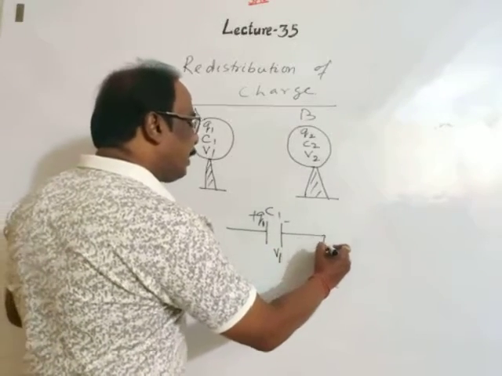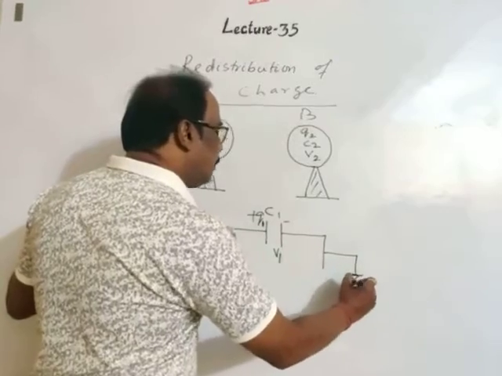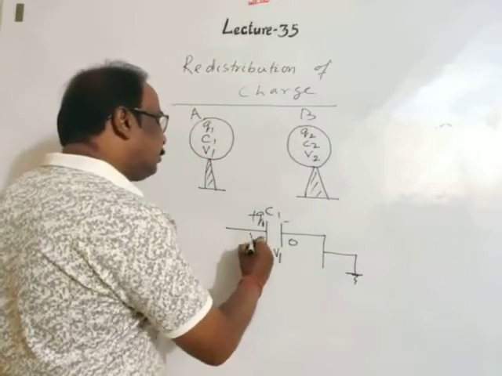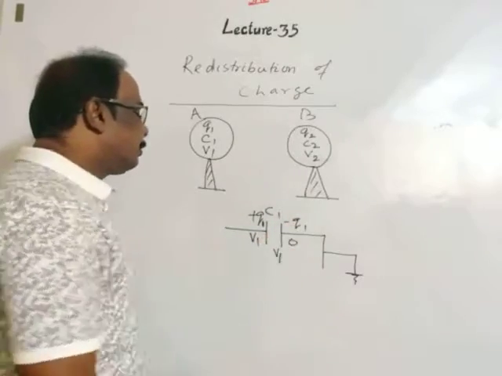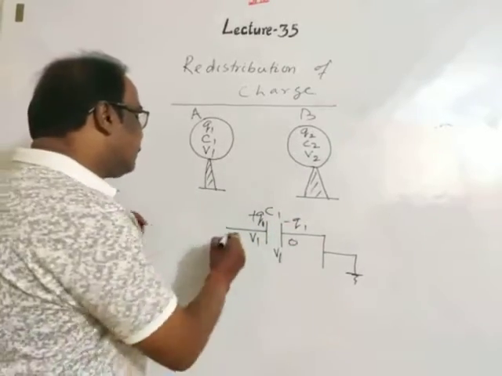Of course, we are using the earth as reference. Then potential of this plate is 0. Potential of this plate is V1. Induced charge is minus Q1. So potential difference is V1.